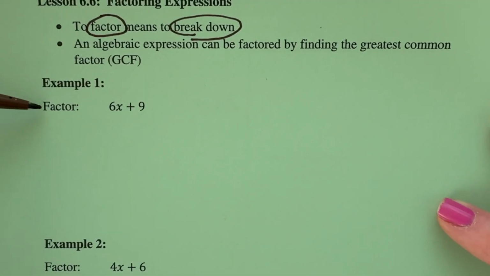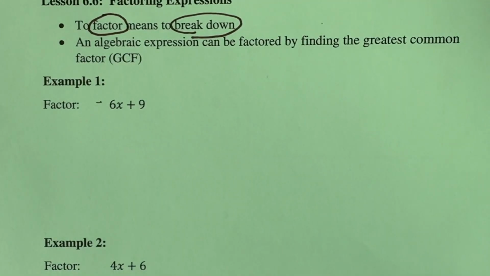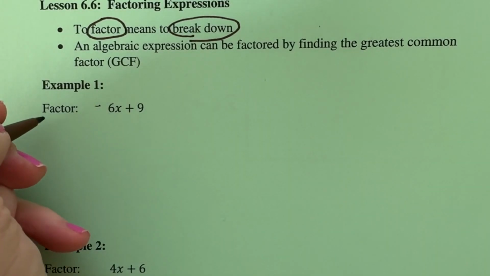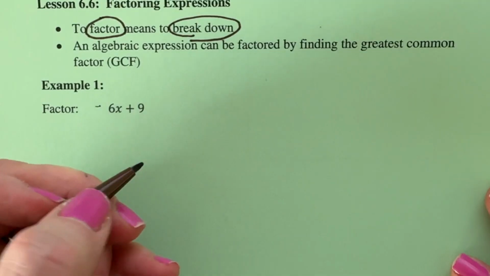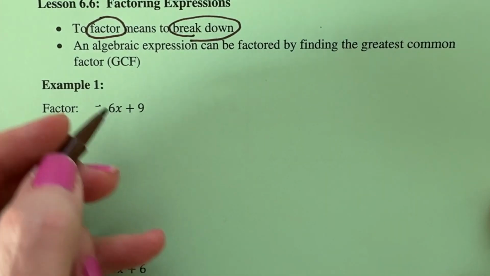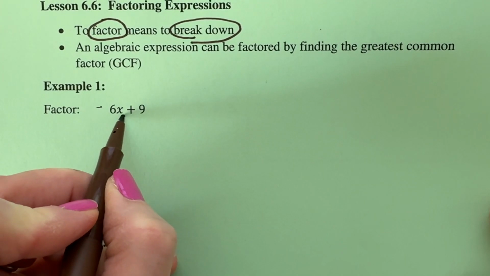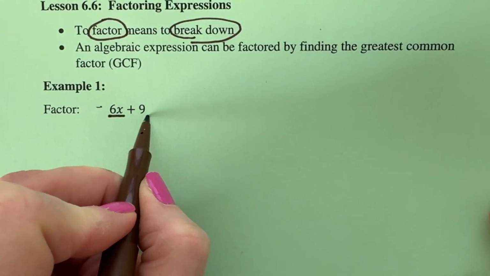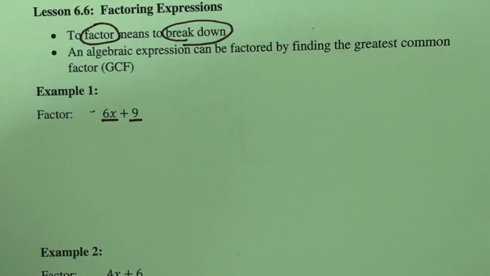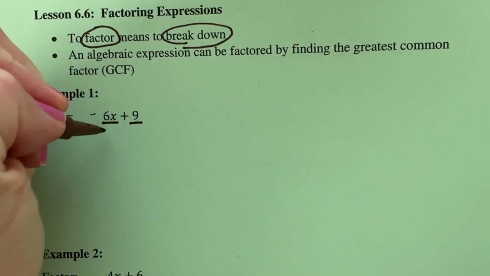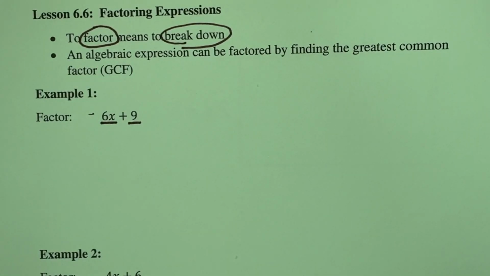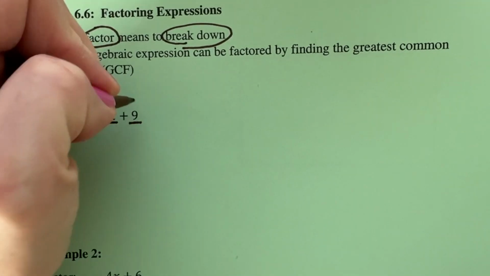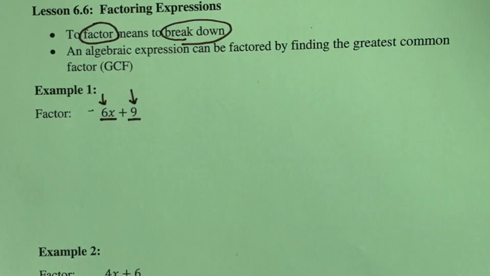Example 1 says, factor 6x plus 9. Okay, so this is how I do it. First off, factor means to break down. So what I'm going to do is break down 6x plus 9 by finding the greatest common factor. What I like to do is put a divided by here and a divided by there. Now I'm going to ask myself this question. What is the largest number that can divide evenly into both 6 and 9?